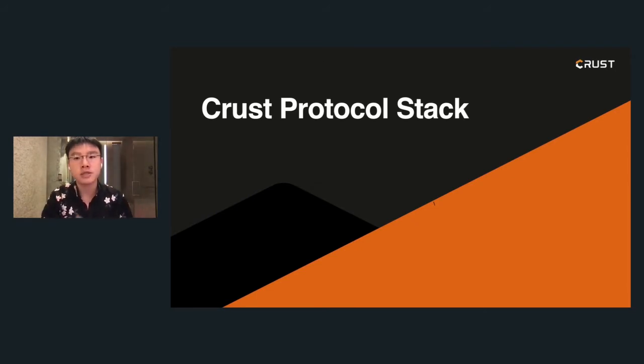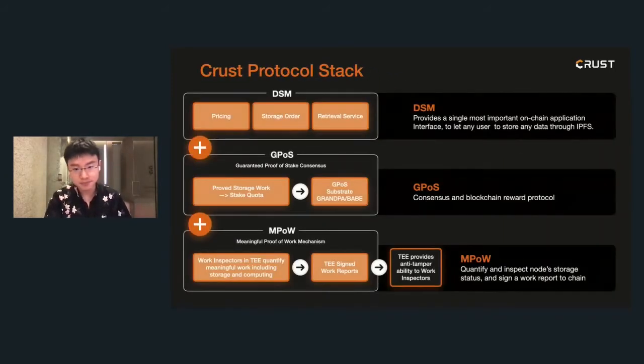So after we talked so much about those applications, let's focus on Crust Protocol itself and take a look. As you can see, the Crust Protocol stack is divided into 3 layers. The first layer is called MPoW, Meaningful Proof of Work. It shows up in the whole process of the demo, and it quantifies and inspects the node's storage status and sends a work report to the chain. And the second layer is called GPoS, Guaranteed Proof of Stake.